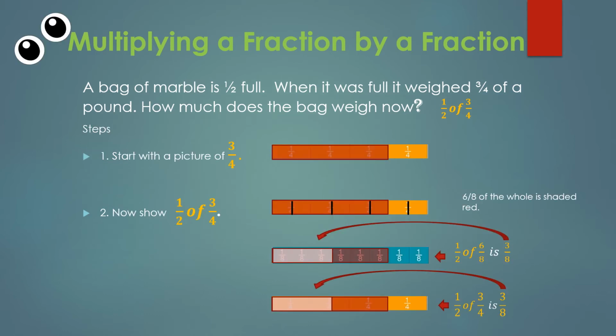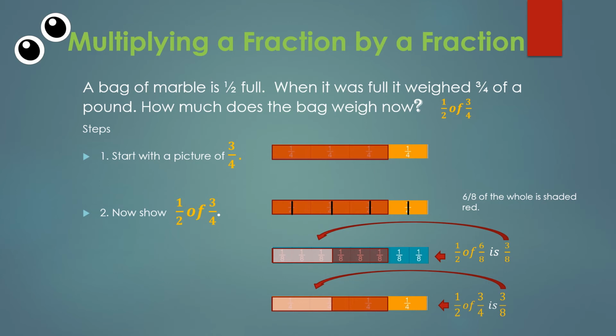For our visual learners, multiplying a fraction by a fraction. A bag of marbles is half full. When it is full, it weighs 3/4 of a pound. How much does the bag weigh now? Number 1, start with a picture of 3/4. We have our fraction bar with 4 sections and 3 shaded in.